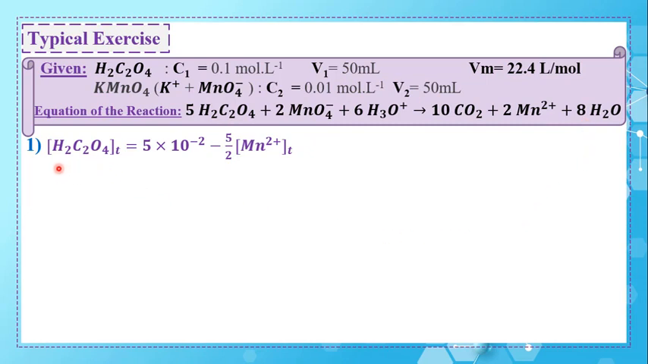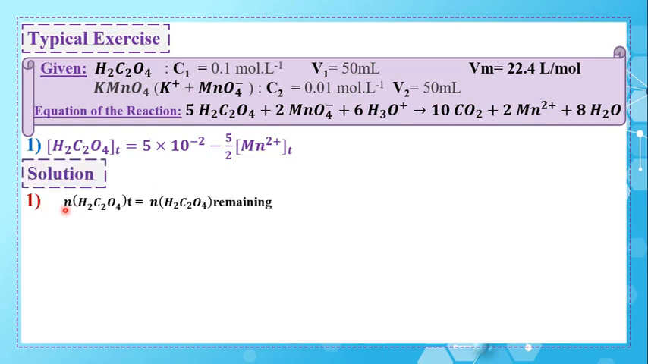We have to verify that the concentration of H2C2O4 at instant t is equal to 5 times 10 to the power minus 2 minus 5 over 2 the concentration of Mn2+ at the same instant. H2C2O4 is a reactant in this reaction, while Mn2+ is a product. Let's remember something. When I write the number of mole of H2C2O4, which is a reactant, at instant t, I mean this number of mole that remains at this instant.